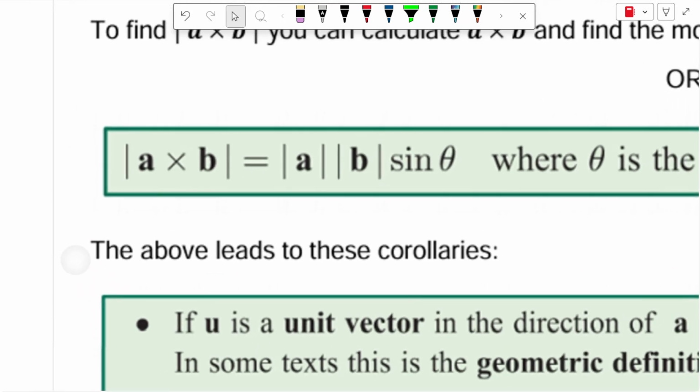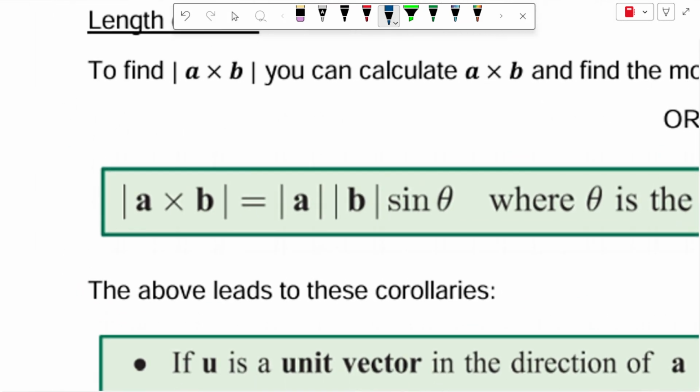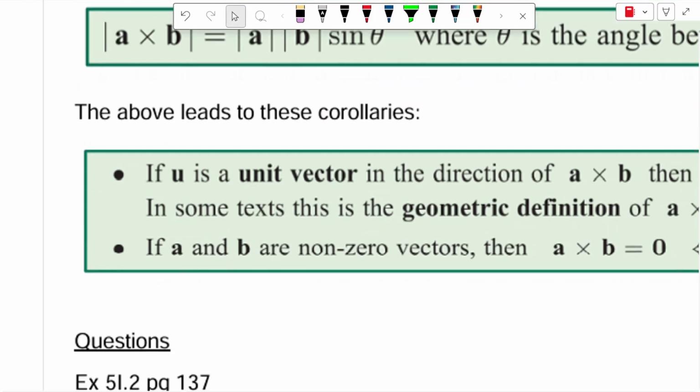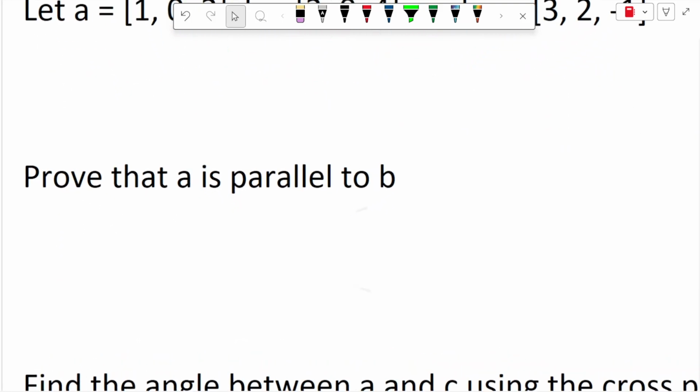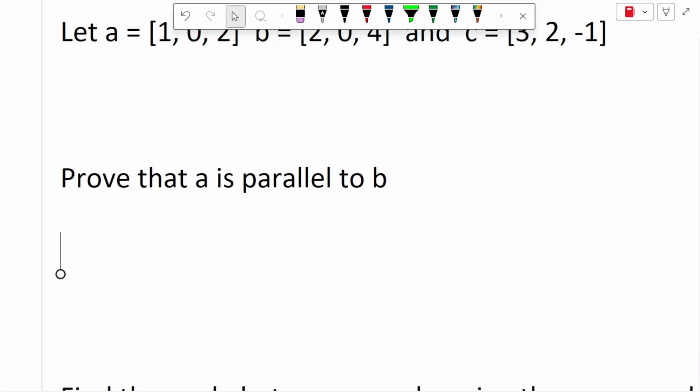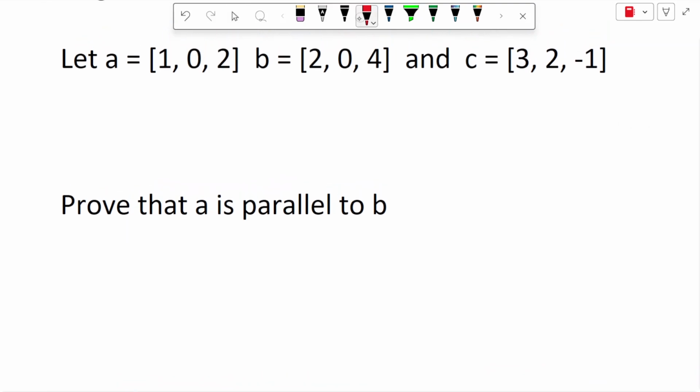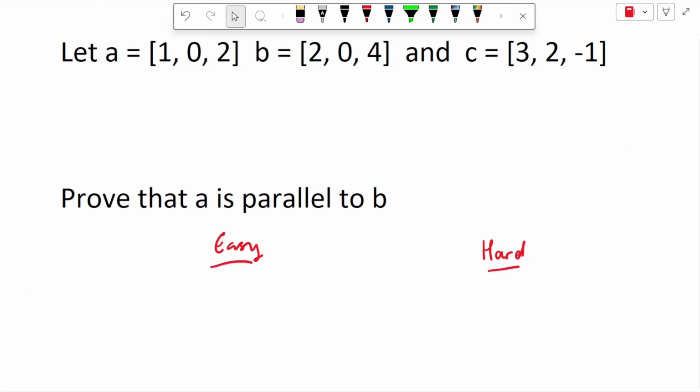Now, we have this other thing for finding angles. It's pretty similar to another formula for the dot product: a dot b is mod a mod b cos theta. So you can see the parallels between those two. Now, let's calculate some angles of the cross product. First of all, we need to prove that a is parallel to b. There's two ways to do this: the easy way and the hard way. The hard way uses the cross product. The easy way is how we've been doing it up till now.